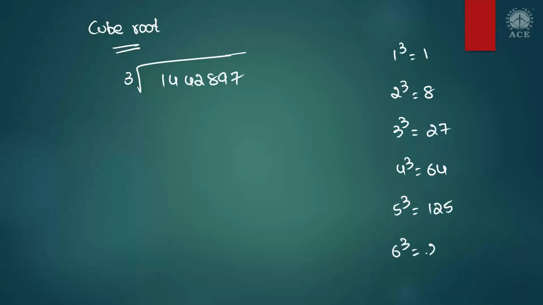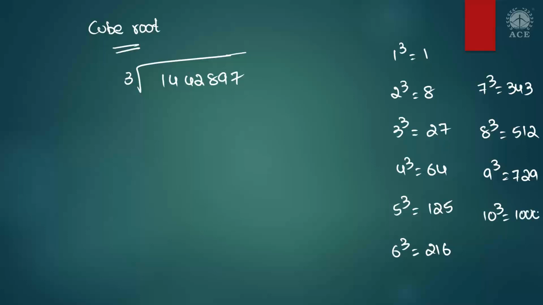6 cube is 216. 7 cube is 343. 8 cube is 512. 9 cube is 729. 9 cube is nothing but 729. 10 cube is 1000, so ending with 0.